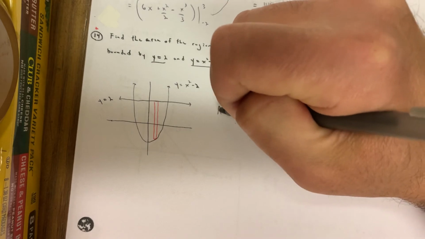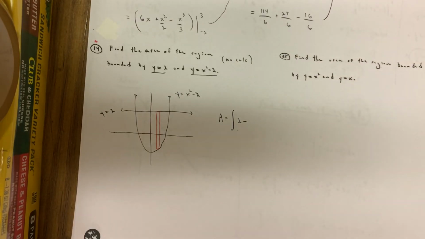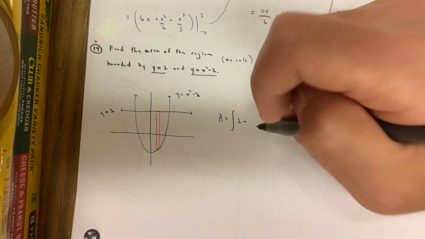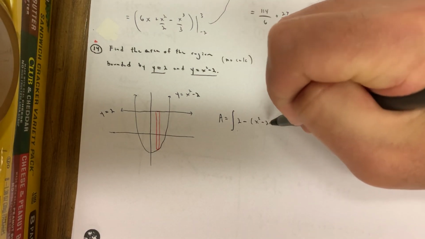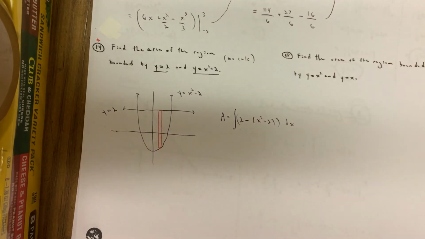So say area is equal to the integral. Upper function is 2. It's whatever y equals. Don't put y equals 2. Just put the 2 minus the lower function, which is the quantity x squared minus 2. Put another set of parentheses or a set of brackets. Put the dx.